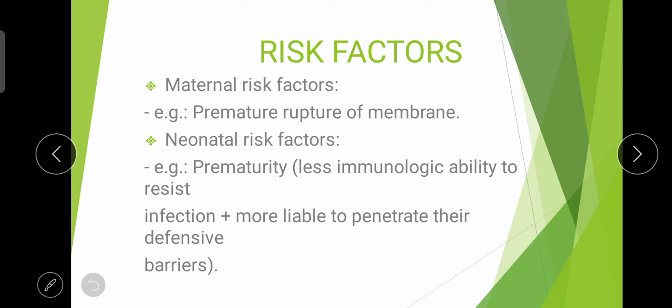The first one is maternal risk factors, like premature rupture of membrane. Neonatal risk factors include prematurity, less immunologic ability to resist infection, and being more liable to penetration of their defensive barrier. So because of maternal causes, the baby can get infection, or because of neonatal causes, the baby can get infection.